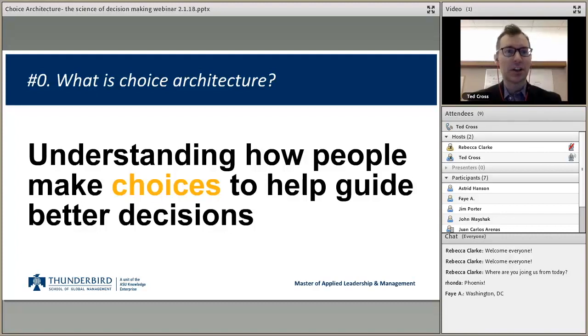Okay, so first, what is choice architecture and why this title? Really, choice architecture is understanding how people make choices and how to help guide them to make better choices. And the reason I use the word architecture is that we're trying to sort of design choices from the outset. And in order to design choices and decision-making processes, we have to understand some of the underlying principles.